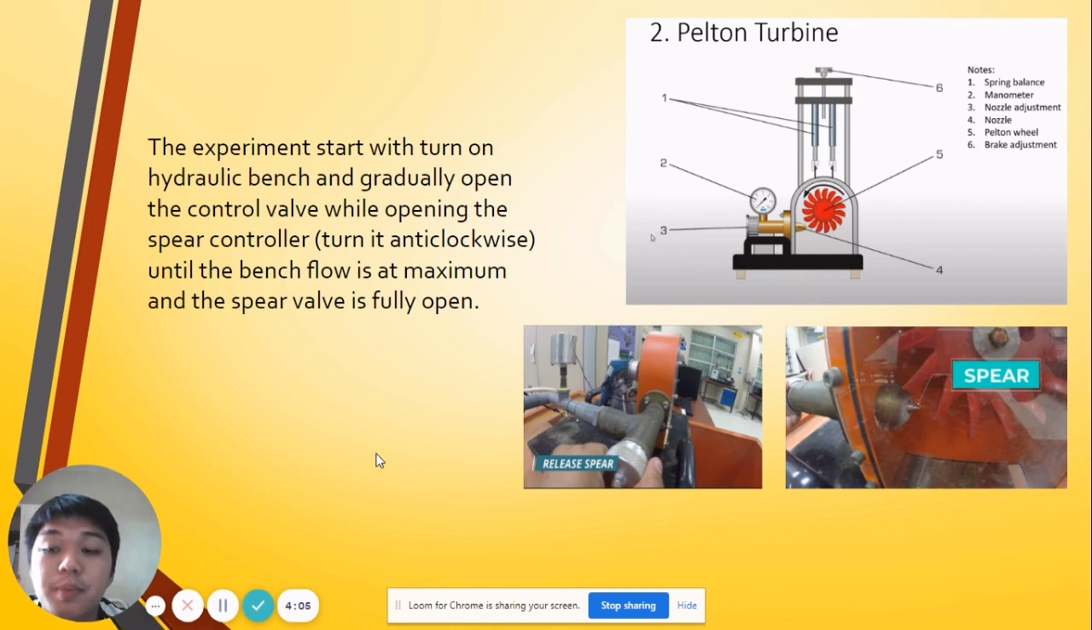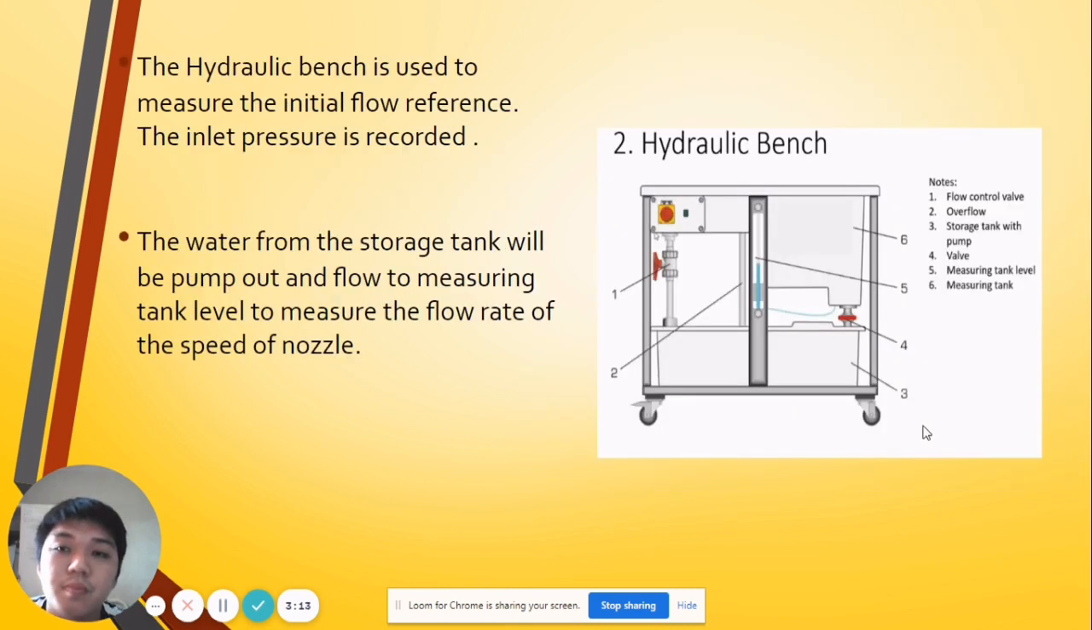The experiment starts by turning on the hydraulic branch and opening the control valve, while turning the spear controller anti-clockwise until the branch valve is at maximum and the spear valve is fully opened. The hydraulic branch used in this experiment measures the initial flow reference, and the inlet pressure is recorded.